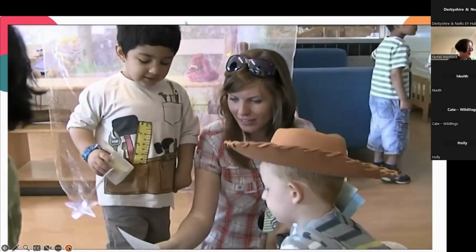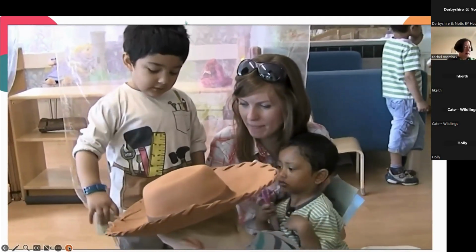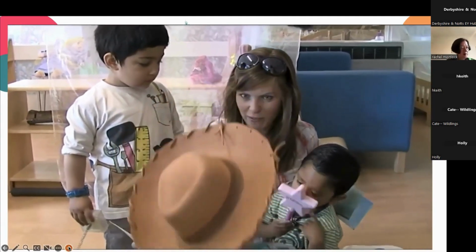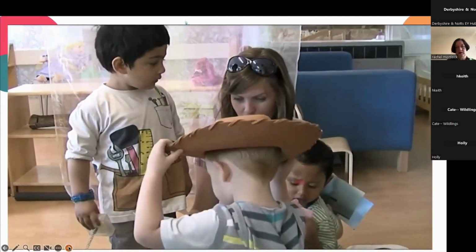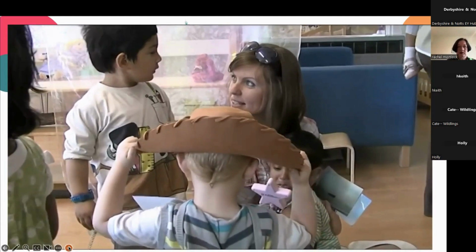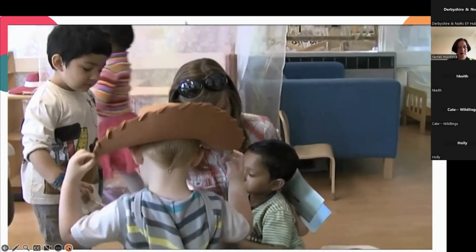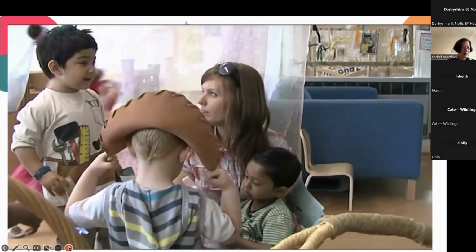No. Don't like it. They don't like it. Maybe the flash would scare them of the camera. The flash. Because sometimes when you take a photograph, it makes a flash of light. Perhaps they don't like it, and that's why they're hiding. Don't like it.